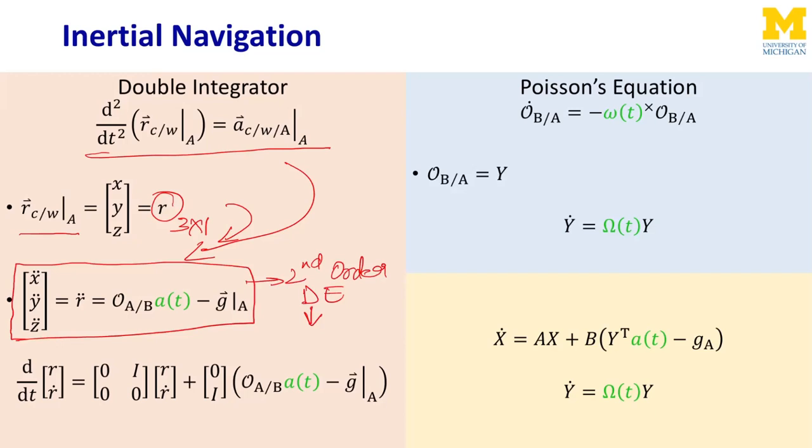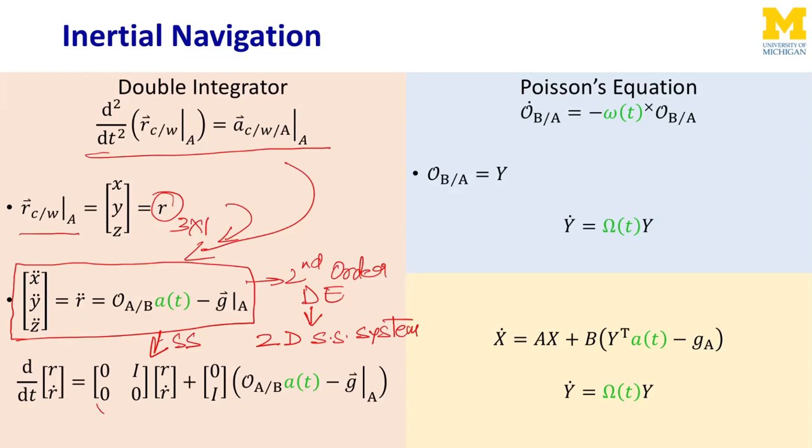a two-dimensional state space system. We can convert this into a two-dimensional state space system. Actually, this is not going to be two-dimensional. It's going to be six-dimensional because R has 3 components. But anyways, if we convert this into state space, we end up with this equation.